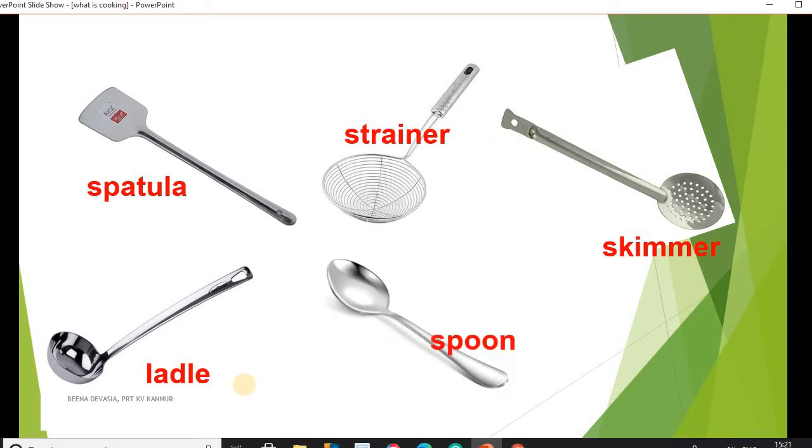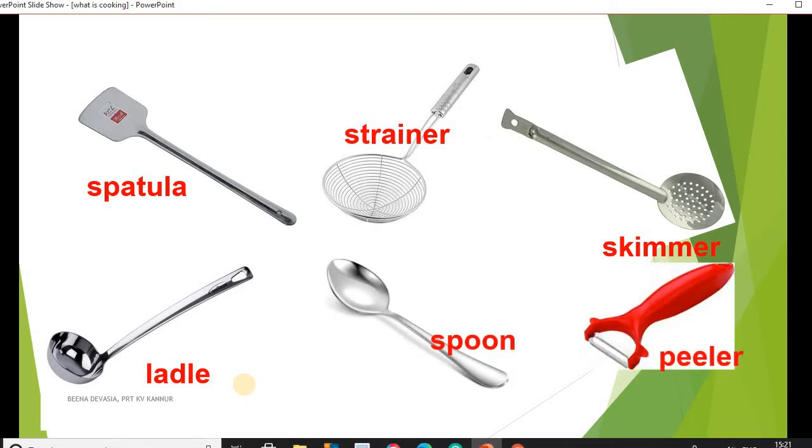Next you can see a spoon. And here is a peeler. A peeler is used to remove the skin of fruits and vegetables. Peeler. So let's learn these words once again. Spatula, strainer, skimmer, ladle, spoon, peeler. You can go to your kitchen and identify all these items at home and name them.